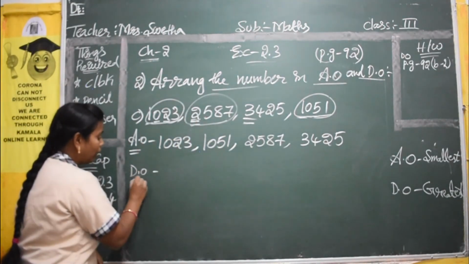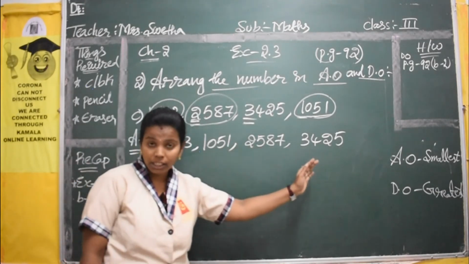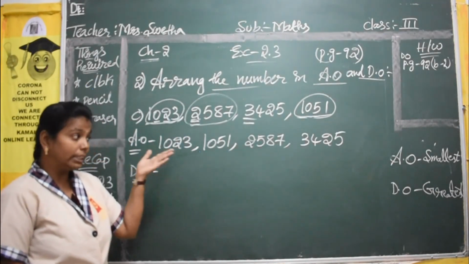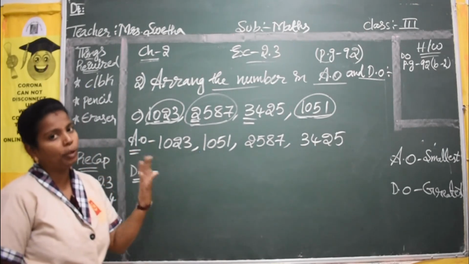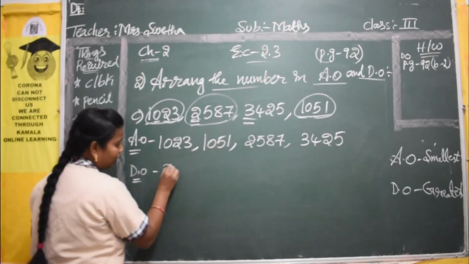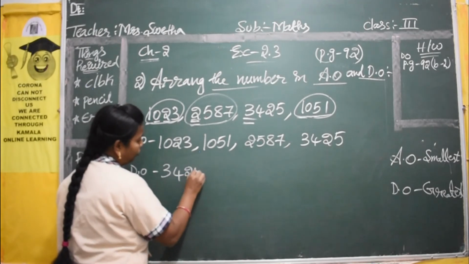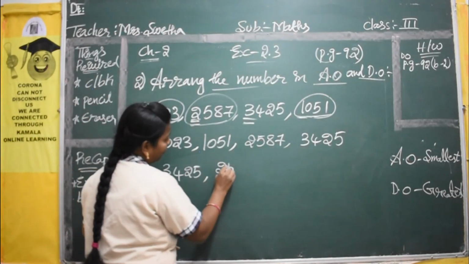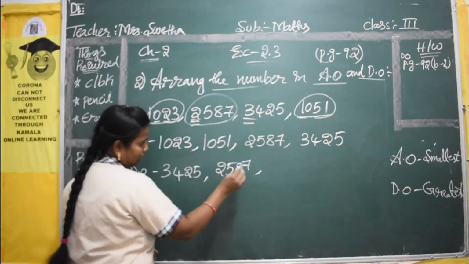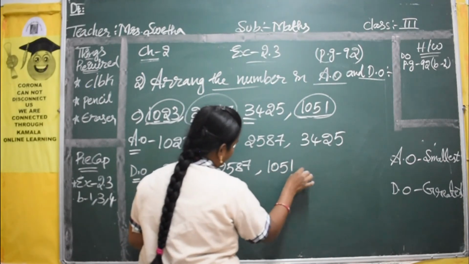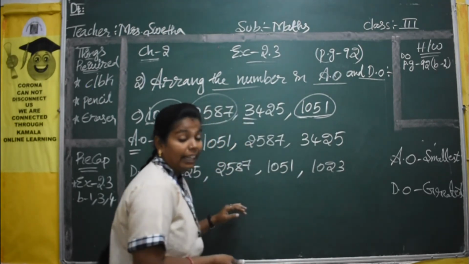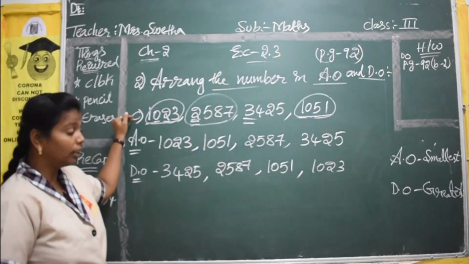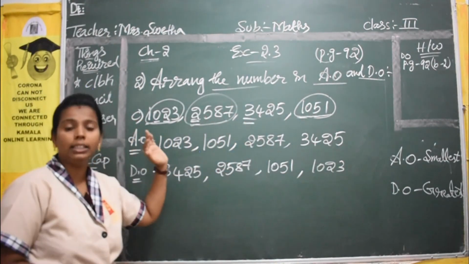Okay, now what do you have to do, children? Now you have arranged in ascending order. Just now I said, if you arrange in ascending order and take from the last, it will become your descending order. So write the numbers: 3425, next 2587, next 1051, next 1023. Yes, now we have arranged the third question numbers in ascending and descending order.